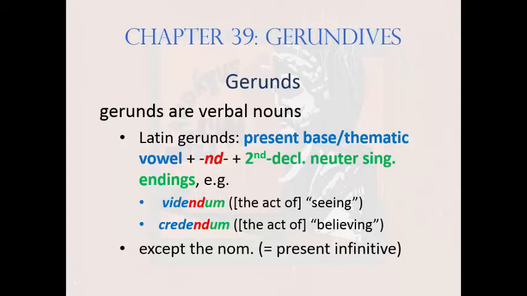English can do the same. For instance, to live well is the best revenge. There, the infinitive to live is the subject of the sentence. But English can also say, living well, the nominative gerund, is the best revenge. Thus, we have two nominative gerunds, two ways of saying the same thing. The infinitive variant, to live well, is the only way the Romans had of expressing this sentiment in the nominative, because there was no nominative gerund in Latin, no counterpart of the English living well.